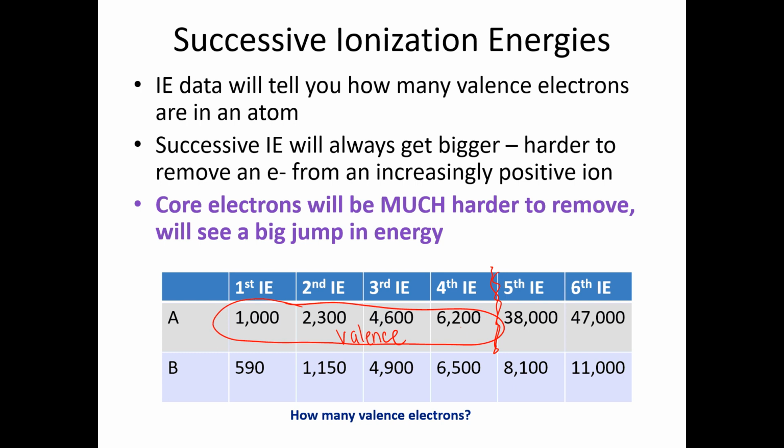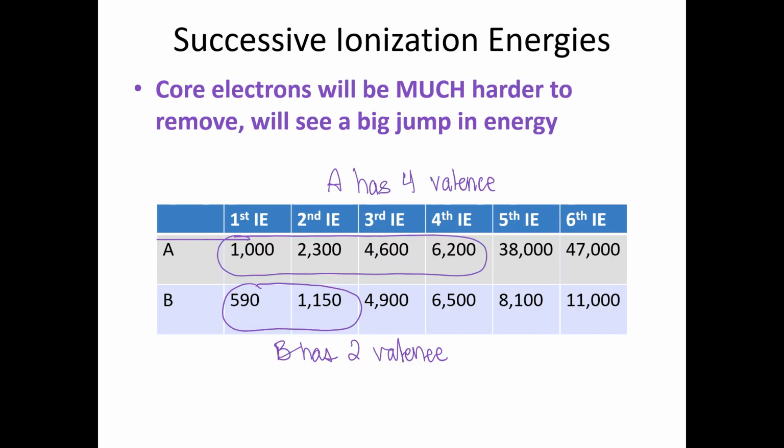Okay, cool. So if you look down here at element B, same kind of thing. We can ask, where is there a big jump? Well, it looks like the second electron's twice as hard to remove as the first, but the third is 4 times as hard. So there's a big jump between the second and third ionization energy. That tells us there are 2 valence electrons in our element B. So this one has 4 valence, this one has 2 valence. So we can use these successive ionization energies to figure out how many valence electrons something has.